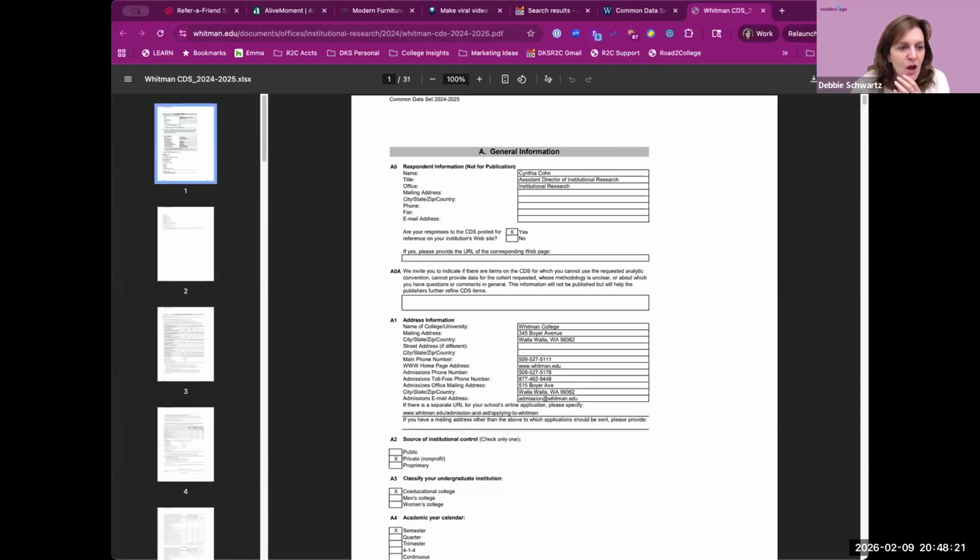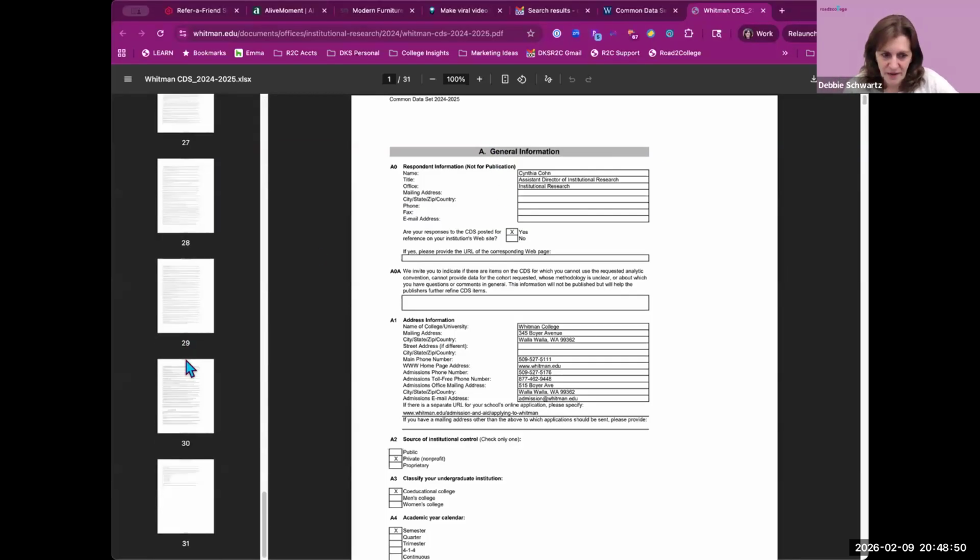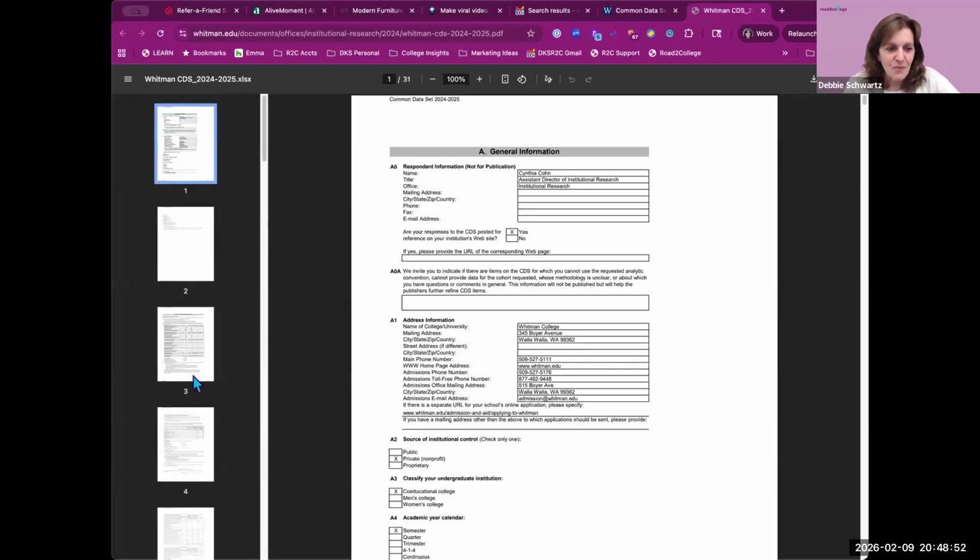Okay, so again, most colleges are going to show you what we're looking at now in Whitman. Some colleges will have it as a PDF. Some colleges will make you download an Excel file. All might be a little different, but you're going to get similar sections, even though they might be formatted differently. I am just going to scroll through to show you that there's a ton of information. I'm not going to go through all these sections, but I'm going to go through some of the ones that I think are most interesting.